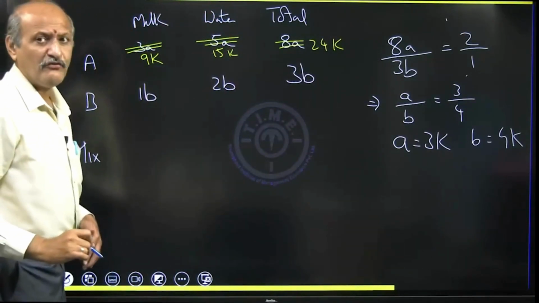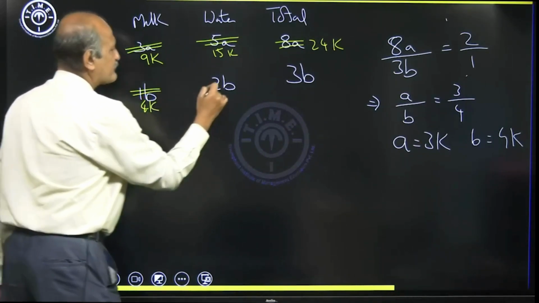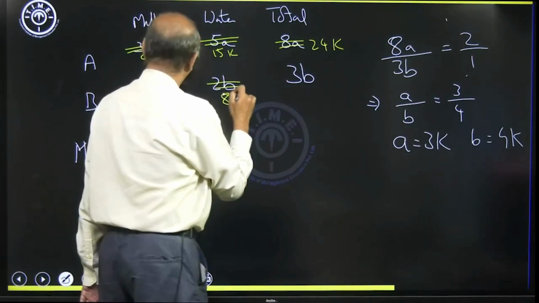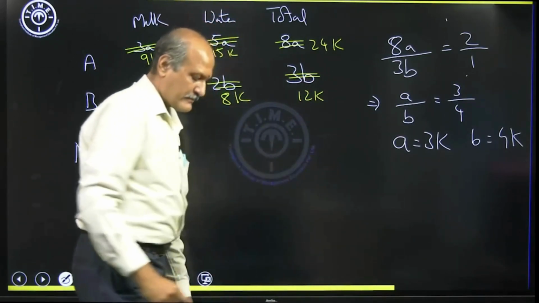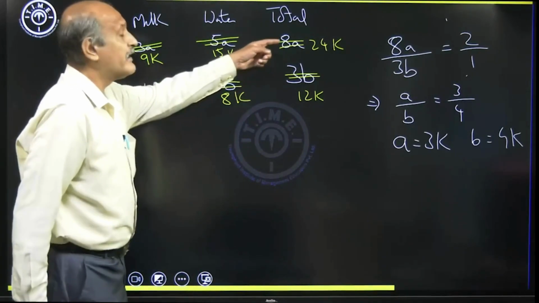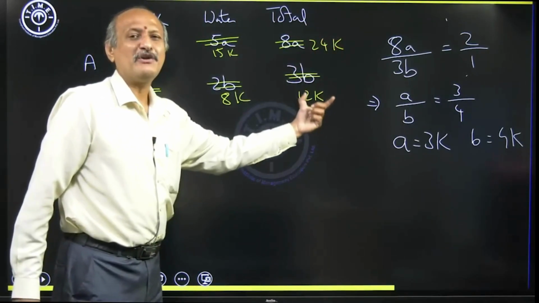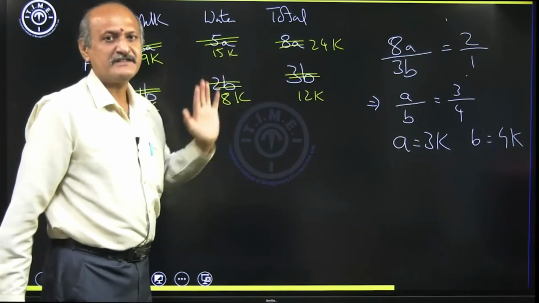Similarly, B is equal to 4K. If B is equal to 4K, this I can write as 4K. Next, 2B is equal to 8K, and 3B is equal to 12K. Please verify the ratio of the quantity of solution A and the quantity of solution B. They are in the ratio how much? It is 2:1, which satisfies the condition.